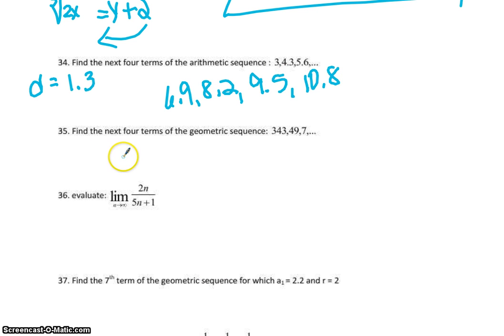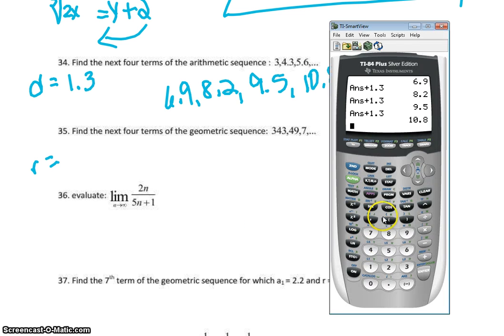Number 35 wants you to find the next 4 terms of the geometric sequence. So you got to find your common ratio. And you're going to divide. You're going to go to your calculator and you're going to say 49 divided by 343. And probably want to go math, enter, and make that a fraction. And it's 1/7. 7 divided by 49 is the same thing.